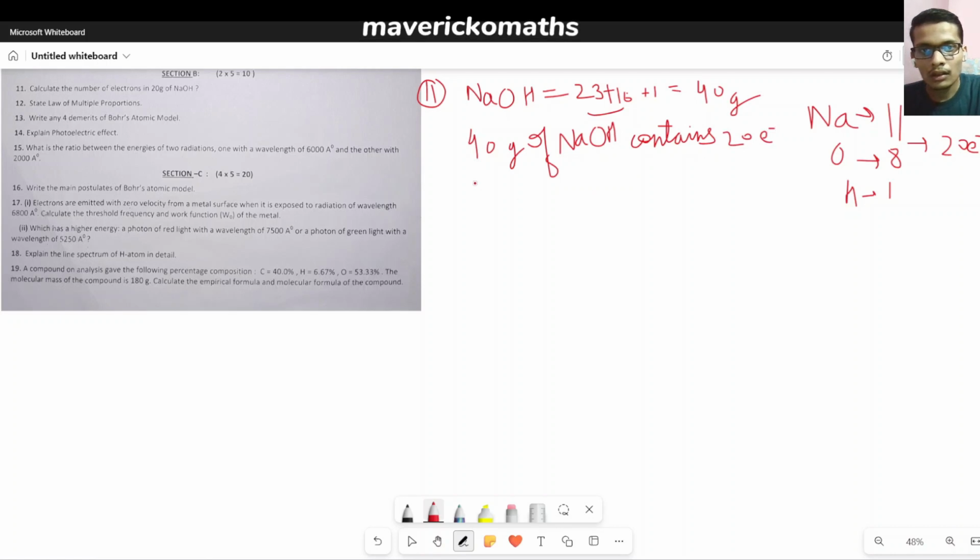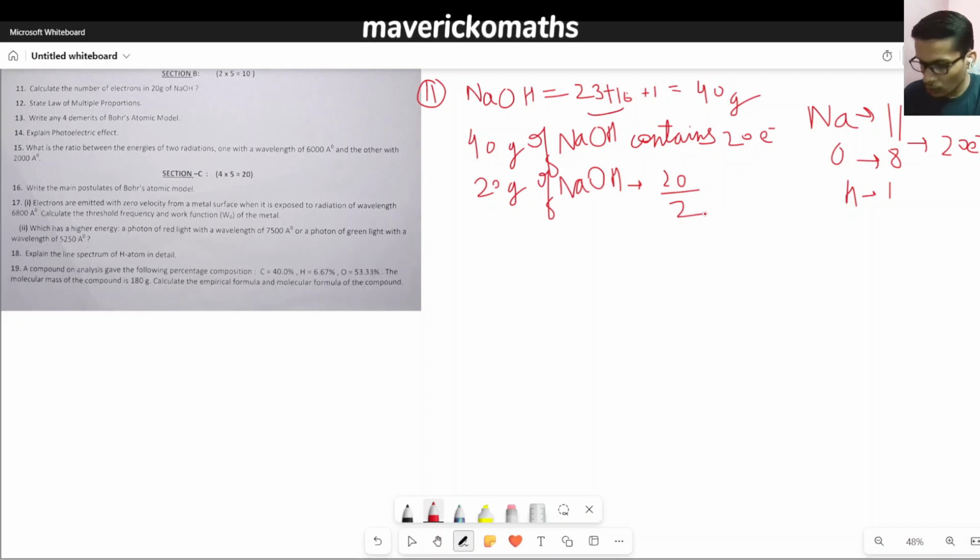Then how many electrons will 20 grams of NaOH contain? If the left hand side is divided by 2, we have to divide the right hand side also by the factor of 2, then the answer will be 10 electrons. So this is our answer, that is in 20 grams of NaOH we will be having 10 electrons. I hope you all understood.